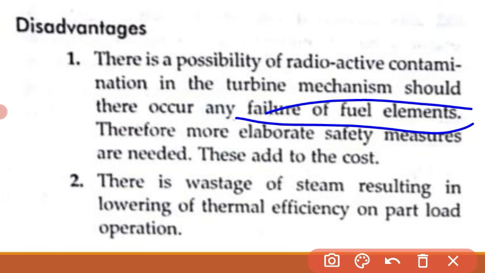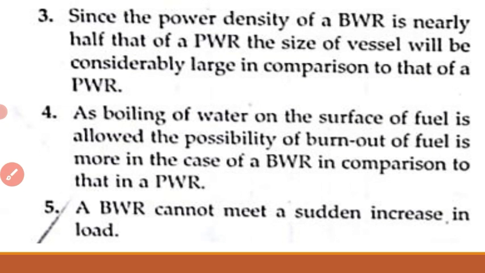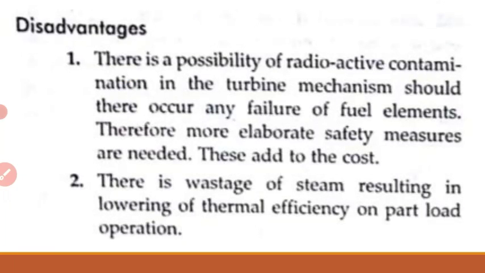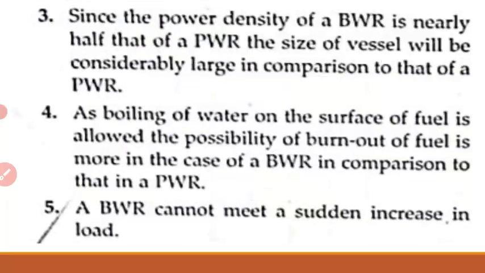There is a wastage of steam, resulting in the lowering of thermal efficiency on part load operation. Since the power density of the BWR, boiling water reactor, is nearly half that of PWR, the size of the vessel will be considerably larger in comparison to that of PWR. Fourth demerit: as boiling of water on the surface of fuel is allowed, the possibility of burnout of fuel is more in the BWR in comparison to the PWR.